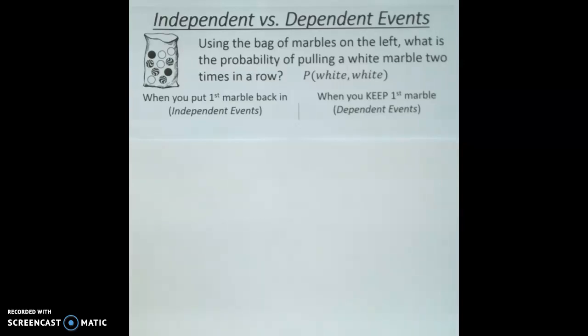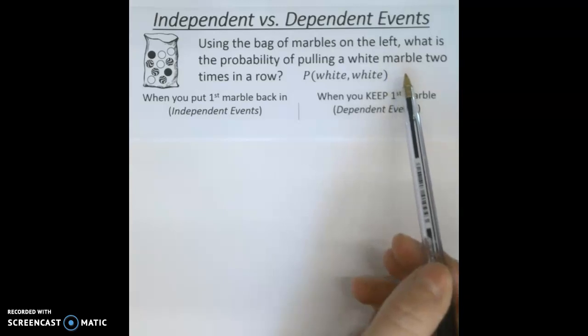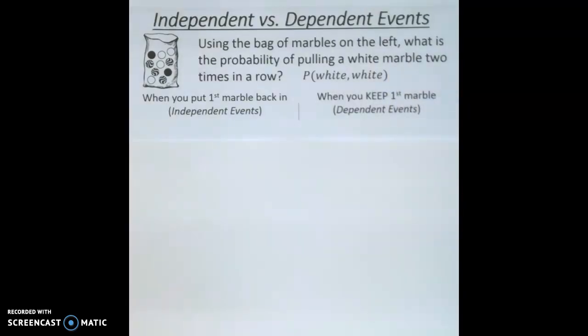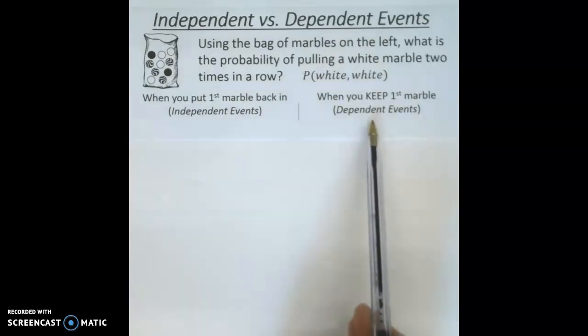Okay, so I really want you to try and understand the difference between independent versus dependent events. If you go through a couple of examples where you can see them both together, then you can see why they are different. So in the first example, we have a bag of marbles, and we want to know what is the probability of pulling a white marble 2 times in a row. Now this event can be either independent or it can be dependent.